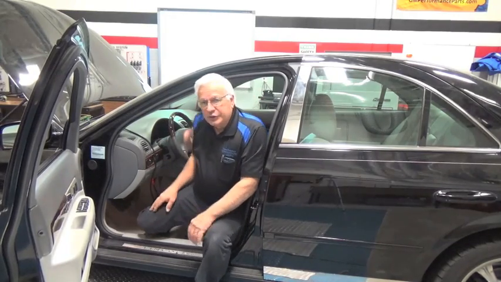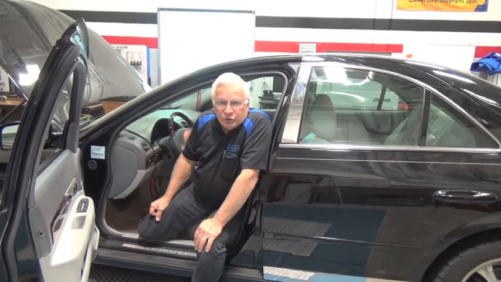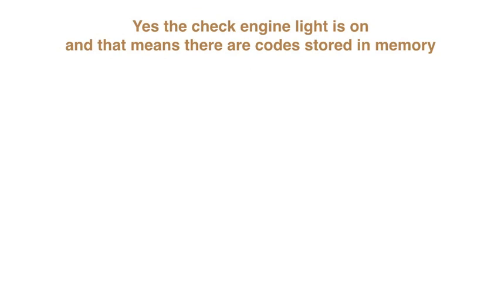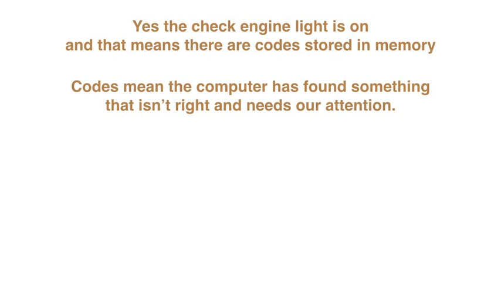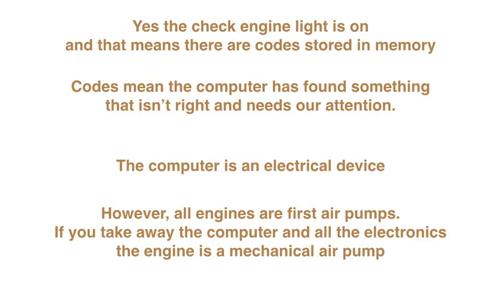Our check engine light is on, so we do have some codes, but the first thing I always like to check is vacuum. Yes, the check engine light is on, and that means that there are codes stored in the memory. Codes mean the computer has found something that isn't right and it needs attention. Now remember, the computer is an electrical device. However, all engines are first air pumps. If you take away the computer and all the electronics, the engine is a mechanical air pump.